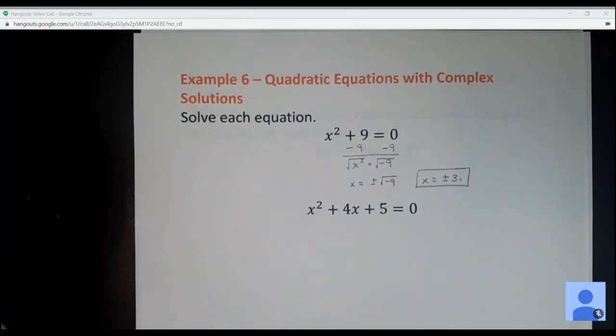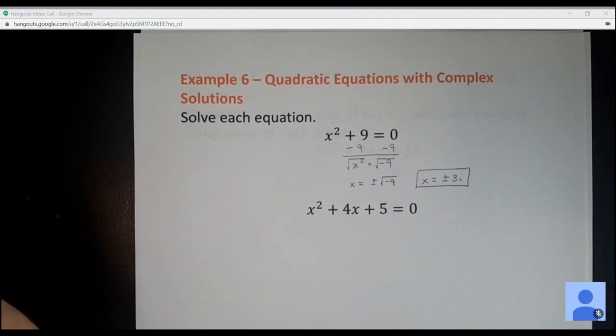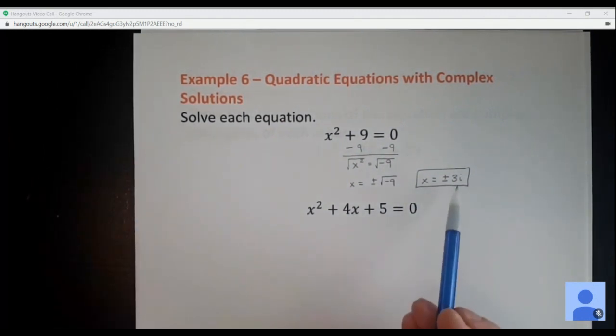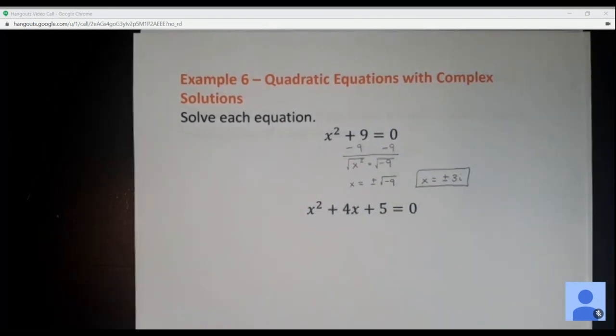And it would be i times the square root of 9, right? And then we just have to remember the square root of 9 is 3, and that's how we end up with plus or minus 3i here. Any questions on that one now?